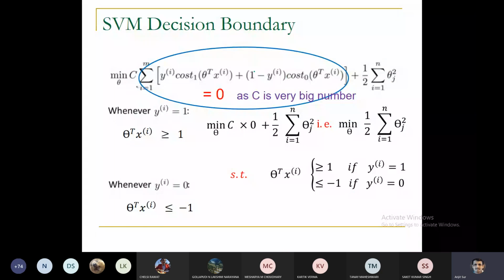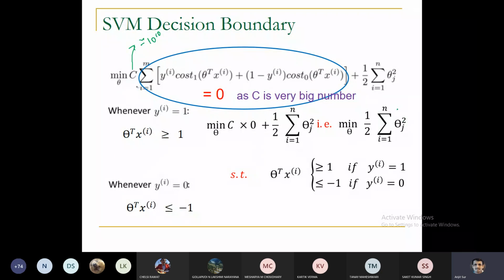Now you can see that if this particular thing is 0, as C is very big, if you put it as a big number, let's say it is 10 to the power 10, a very very big number. It's a minimization function, so you have to minimize this. If C is very high, then this function becomes 0 because it's a very big number. So now whenever y is equal to 1, this has to be 0, and this total function will boil down to one half of this particular thing.